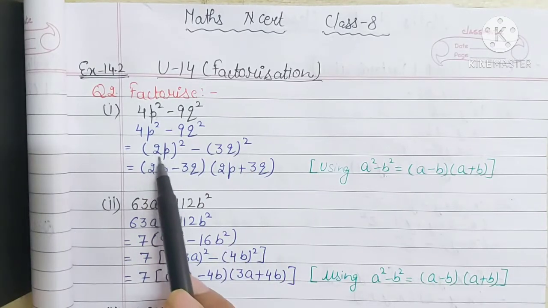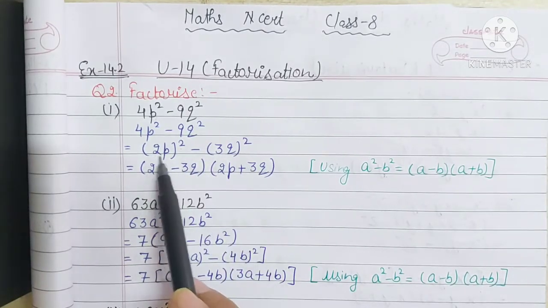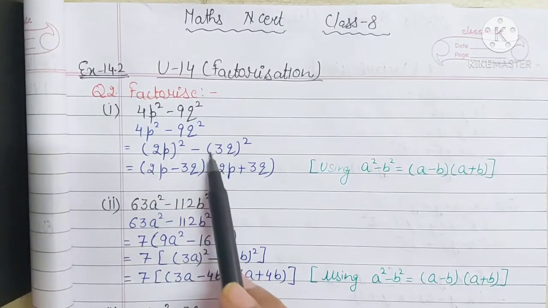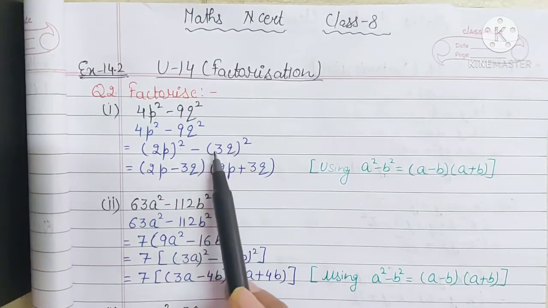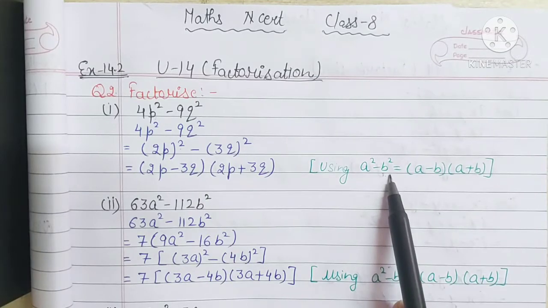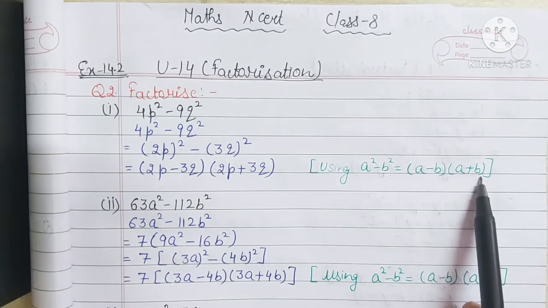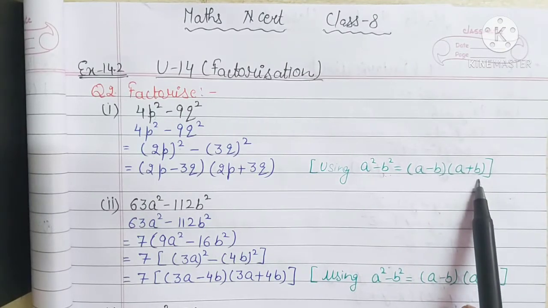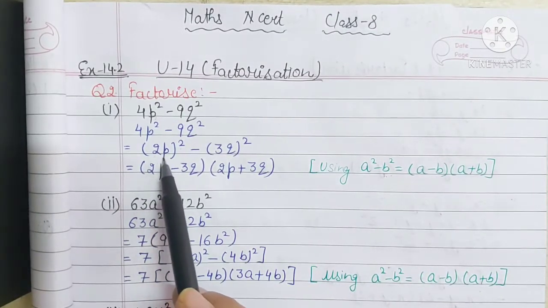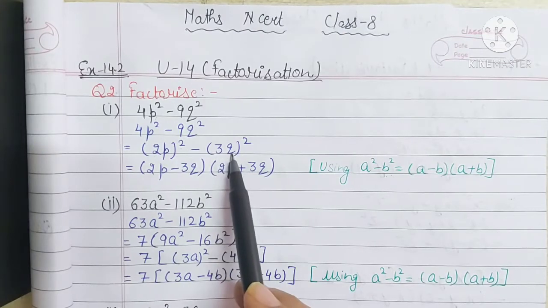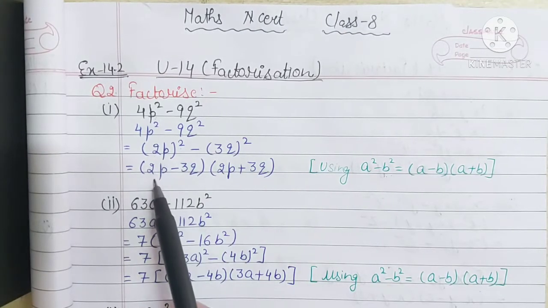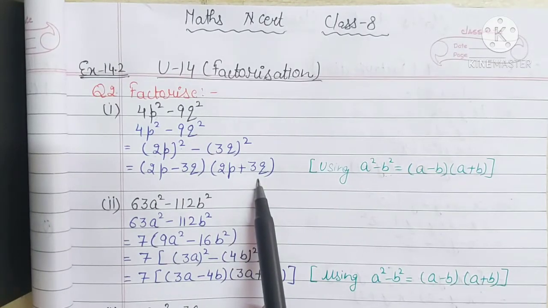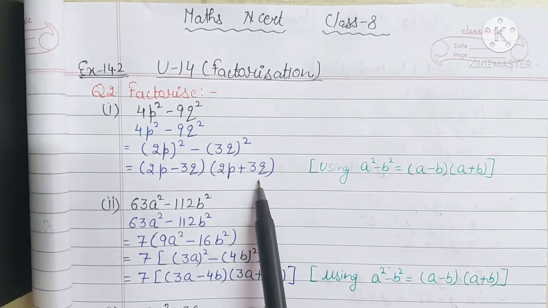So now I can apply the identity here, as it is now converted in the form a square minus b square. So a square minus b square is equal to (a minus b)(a plus b), means first term minus second term, first term plus second term. So here my first term is 2p and the second term is 3q. So what I will write? (2p minus 3q)(2p plus 3q). So this is the required answer.